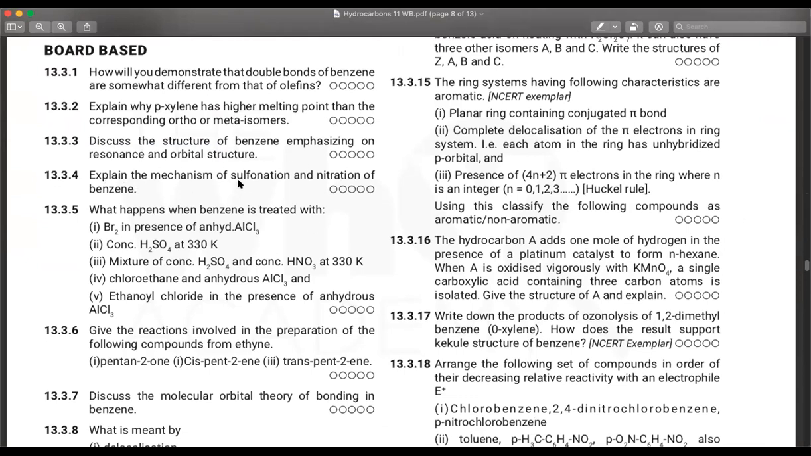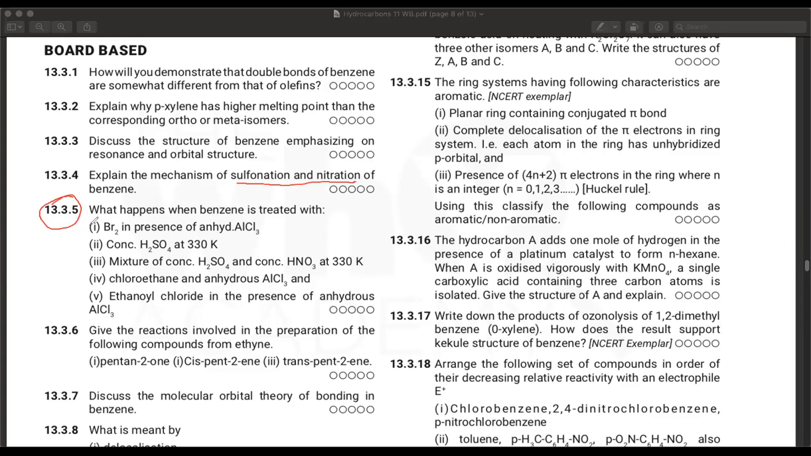Explain the mechanism of sulfonation and nitration. Then you have to specifically mention that. Okay, look at 3.3.5. So what happens when benzene is treated with, let's go one by one, Br2 in the presence of AlCl3? We only state the product. Or you can state what reaction takes place along with the product.